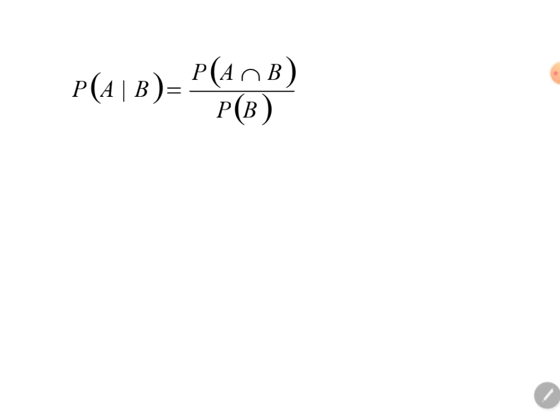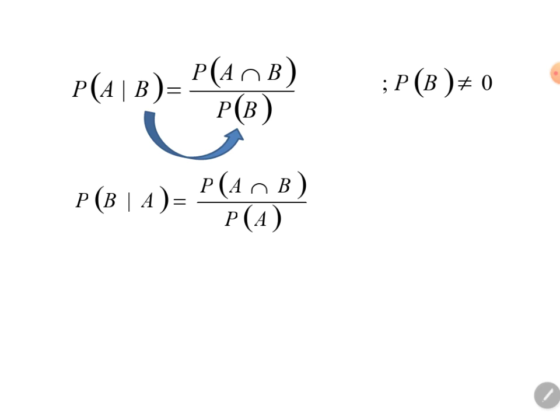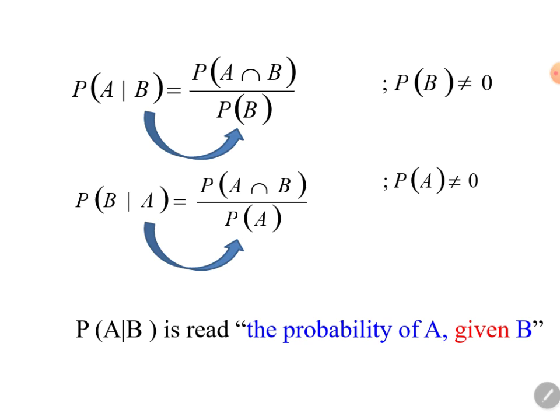So the formula for conditional probability is, for P(A given B), it is equal to P(A intersect B) divided by P(B). The probability of B cannot be zero. And P(B given A) is equal to P(A intersect B) divided by P(A), where P(A) must not equal 0. P(A given B) is read as the probability of A given B.